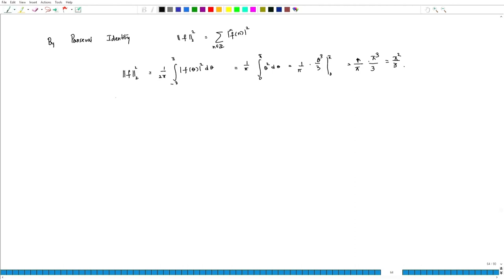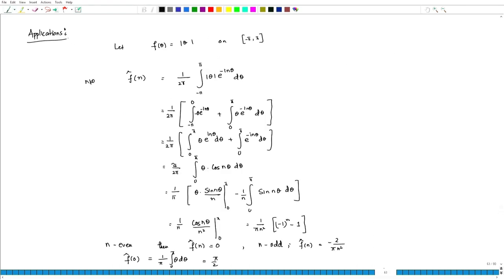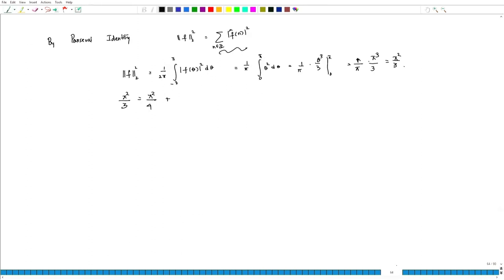So therefore, pi square by 3 is equal to this thing we have calculated. So f hat of 0 is what we have calculated, pi by 2, so this is pi square by 4, plus, as we have seen, if n is odd then this is 2 by pi n square, so this is going to be equal to 2 times the summation over n odd and n greater or equal to 1, 4 by pi square n to the power 4.